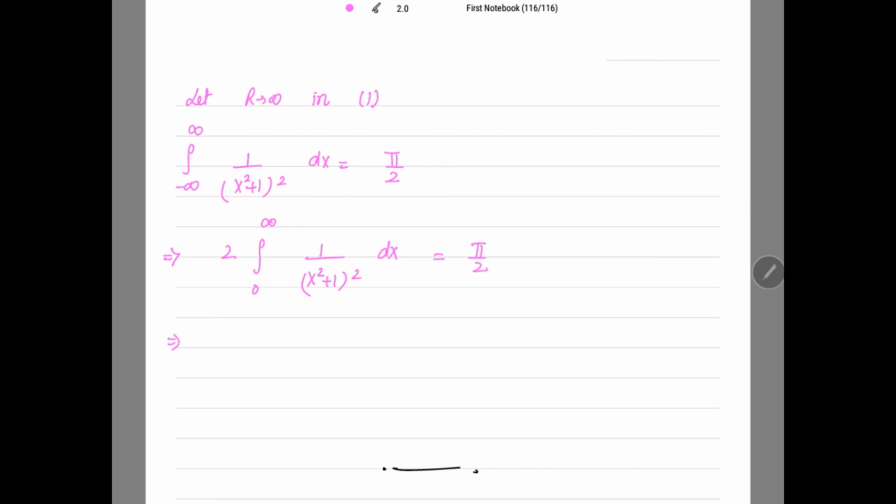Taking this 2 to the other side, this is 0 to infinity 1 over (x²+1) whole square dx is equal to π by 4. This is the required integration we needed to prove. Hence the result. Alright guys, next time we are going to solve some more examples of the other kinds also.